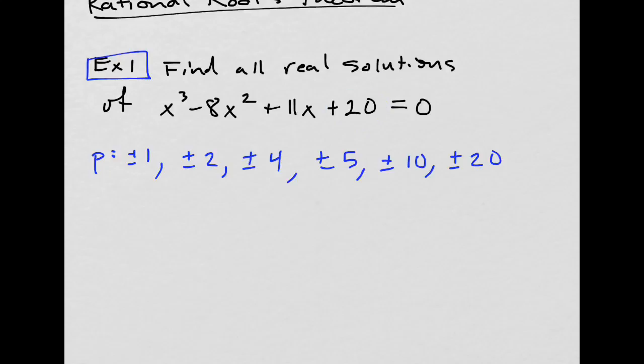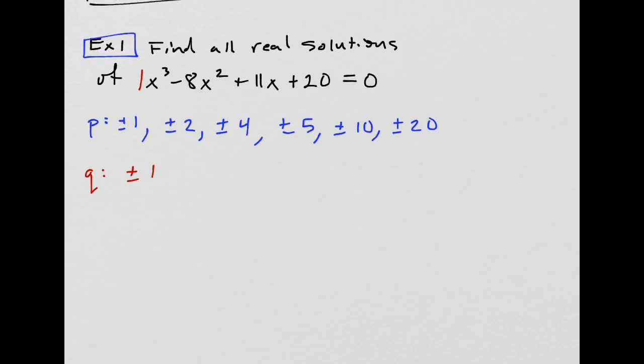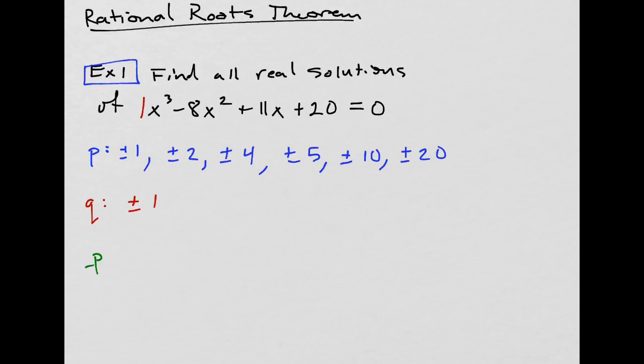Next, something I'm going to call q. Those are going to be all the factors of the leading coefficient here. Well, that coefficient is 1. So really, the only factors are plus or minus 1, which makes this super convenient. So, we're not there yet, but our guesses for what could be our solutions, our rational roots, are going to be p divided by q, and it's all combinations of these.